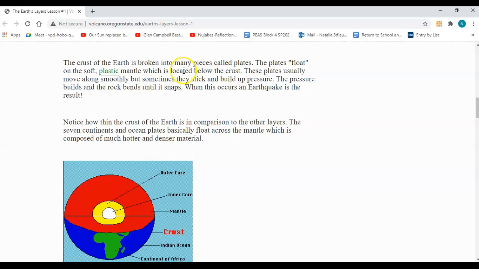The crust of the Earth is broken into many pieces called plates. The plates float on the soft plastic mantle which is located below the crust. These plates usually move along smoothly, but sometimes they stick and build up pressure. The pressure builds and the rock bends until it snaps. When this occurs, an earthquake is the result. Notice how thin the crust of the Earth is in comparison to the other layers. The 7 continents and ocean plates basically float across the mantle, which is composed of much hotter and denser material.